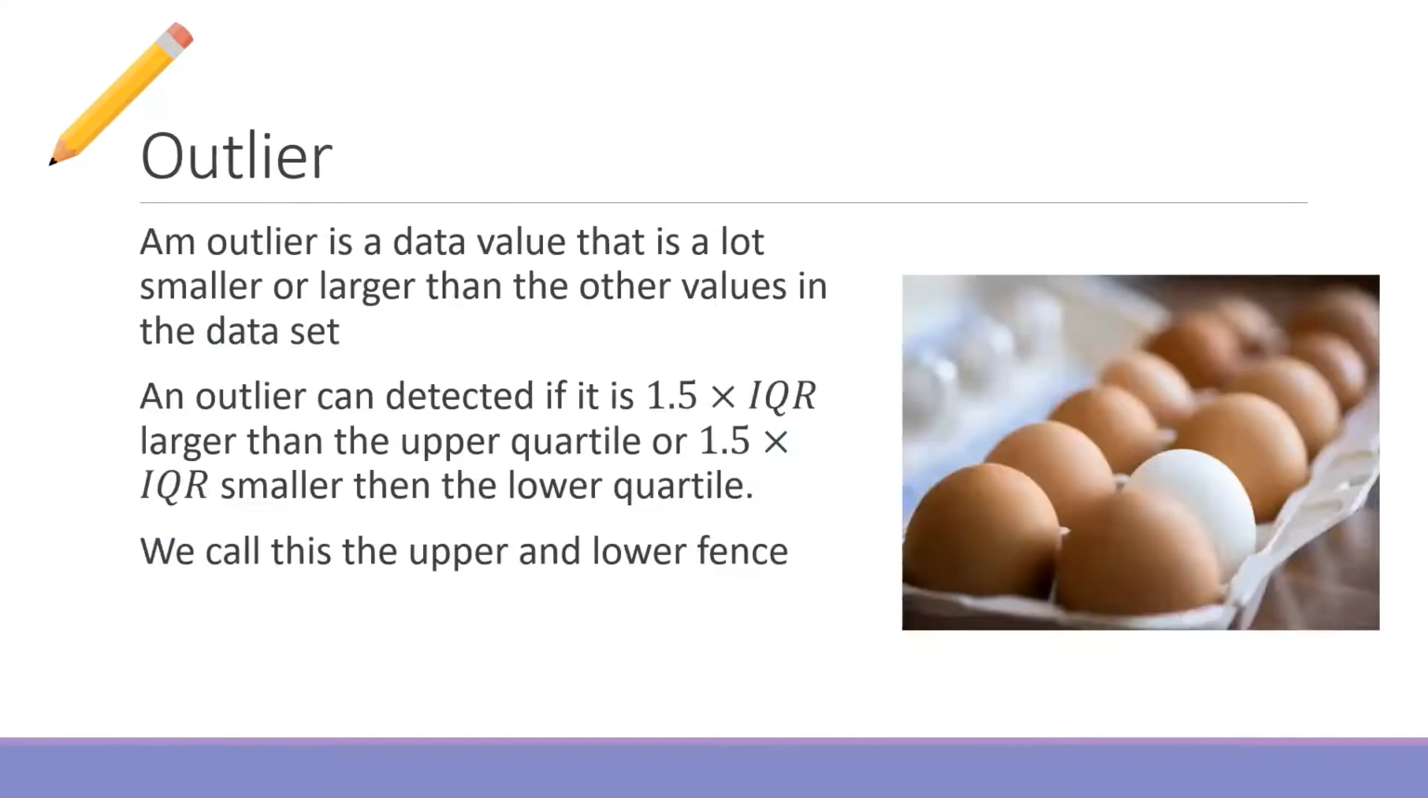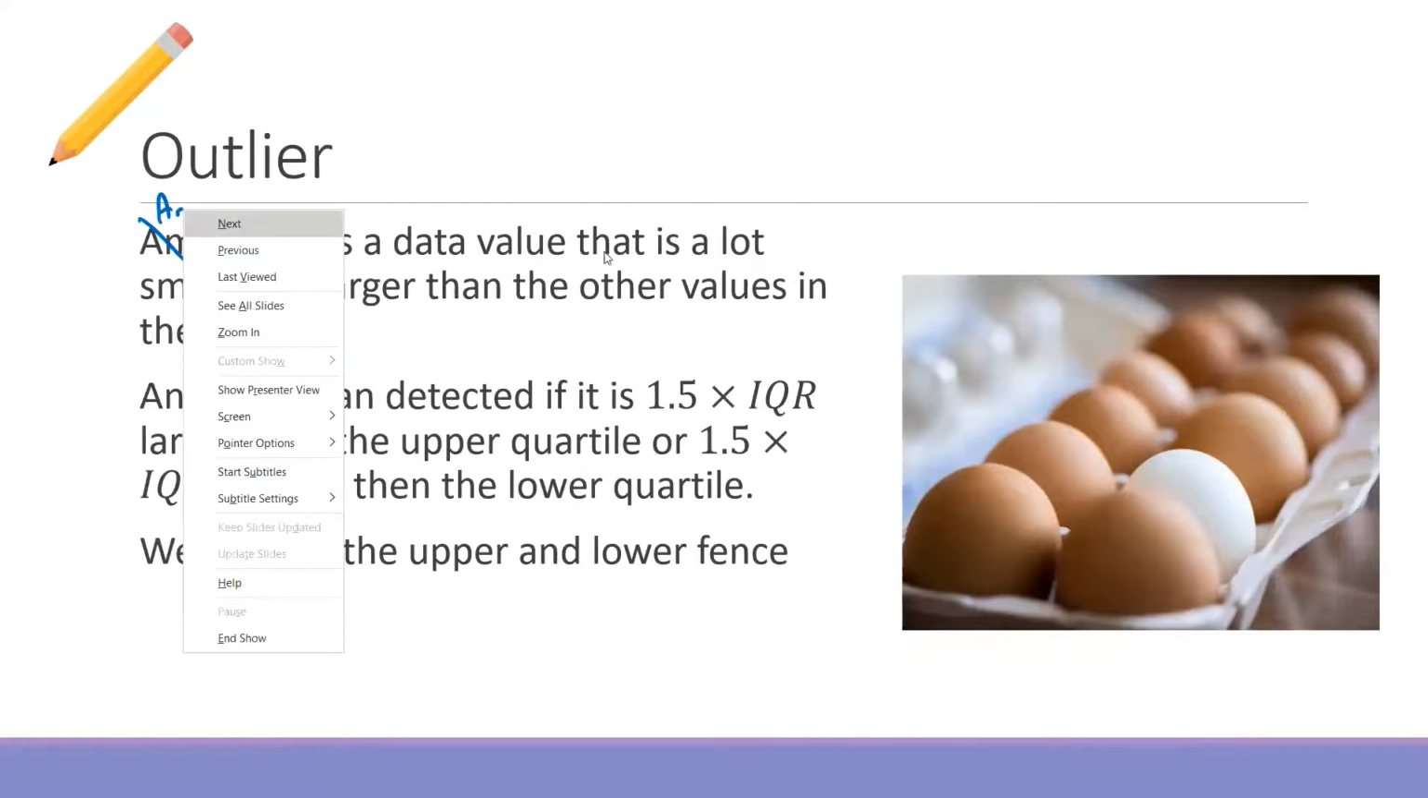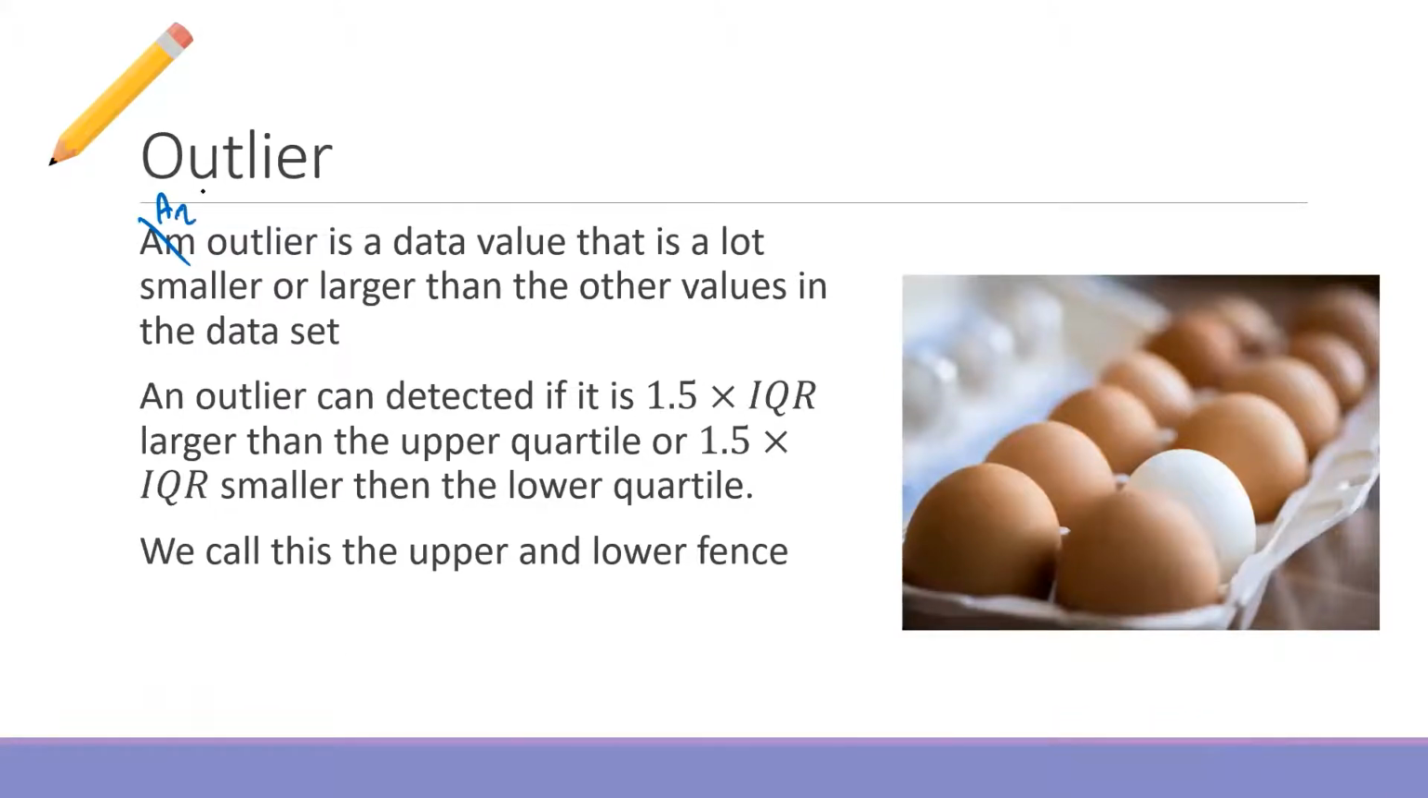Now, I'm going to move on to talk about outliers. An outlier is going to be a calculation that we're going to have to learn how to do. An outlier is a data value that is a lot smaller or higher than the other values in the set. An outlier can be detected if it is 1.5 times the IQR larger than the upper quartile, or 1.5 times the IQR smaller than the lower quartile. We call this the upper and lower fence.